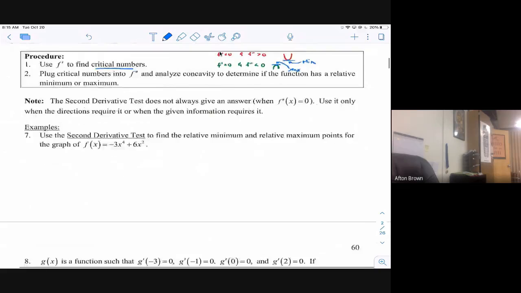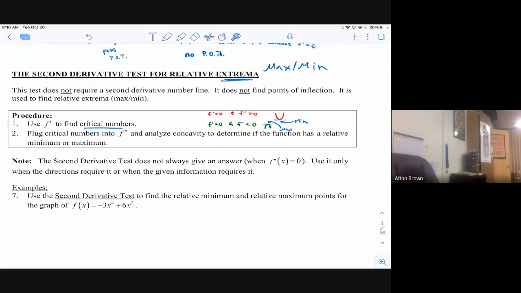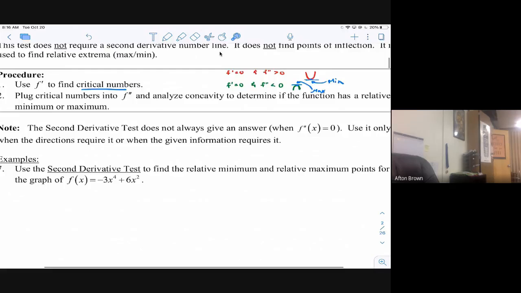Okay, so let's look at this example 7. Oh, one important note. The second derivative test does not always give an answer. If the second derivative is 0, then it's inconclusive. So it only works if the second derivative is positive or negative. If the second derivative equals 0, then you can't use it and you don't know if it's a max or a min, because you don't know if it's concave up or down.